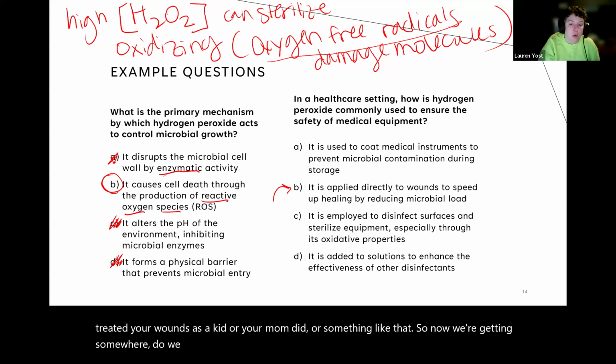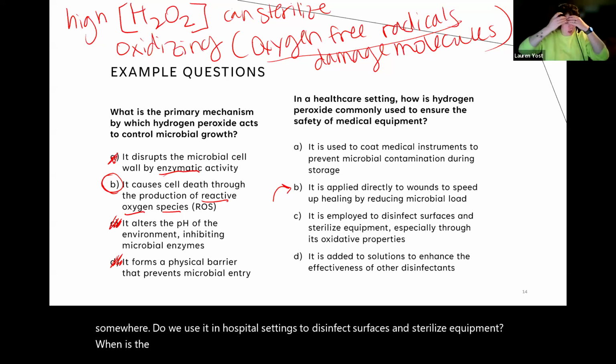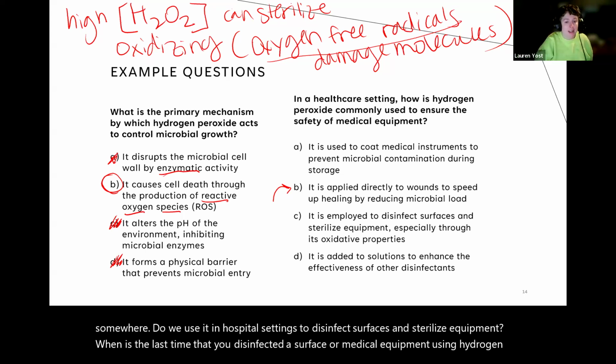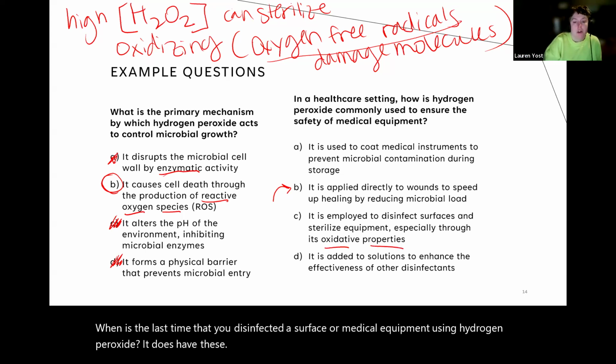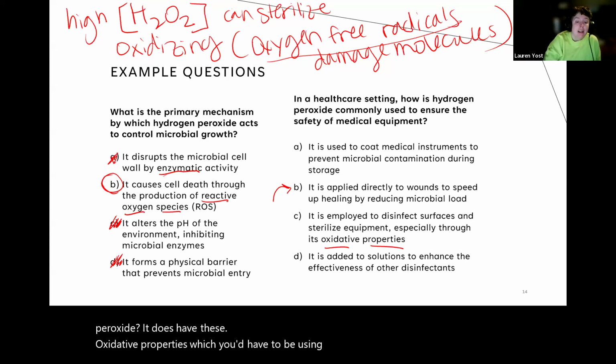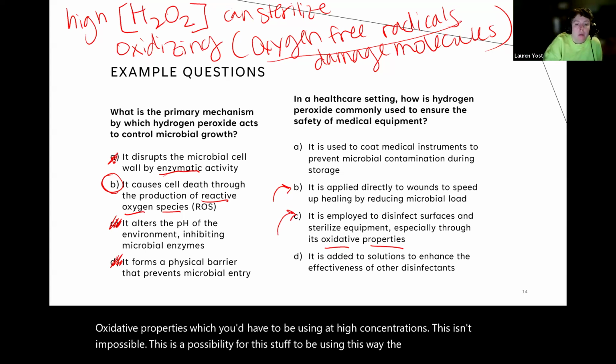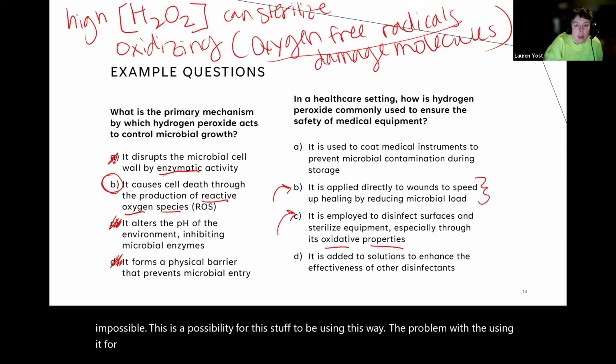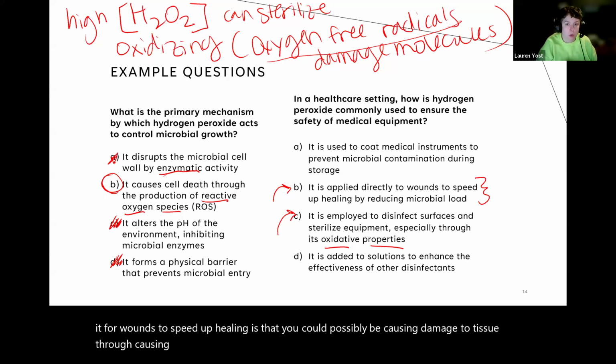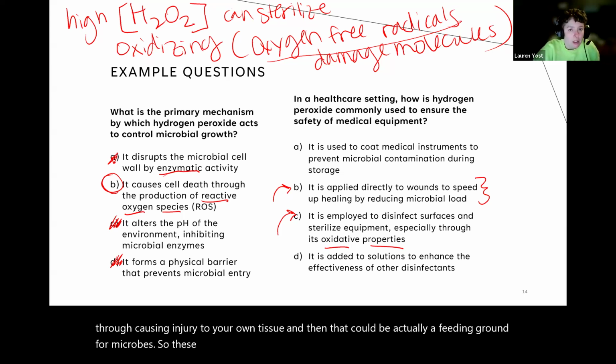So now we're getting somewhere. Do we use it in hospital settings to disinfect surfaces and sterilize equipment? When is the last time that you disinfected a surface or medical equipment using hydrogen peroxide? It does have these oxidative properties, but you'd have to be using it at high concentrations. This isn't impossible. This is a possibility for using it this way. The problem with using it for wounds to speed up healing is that you could possibly be causing damage to tissue, injury to your own tissue. And then that could actually be a feeding ground for microbes. So these are issues that we have to consider when we're using this.